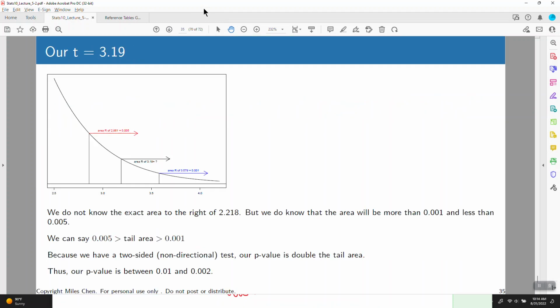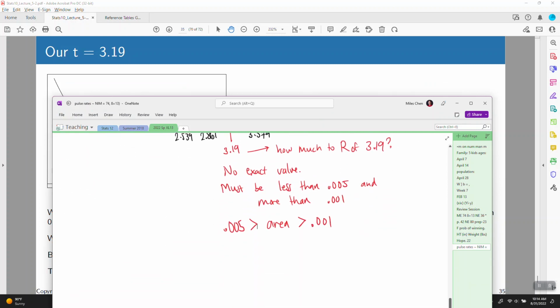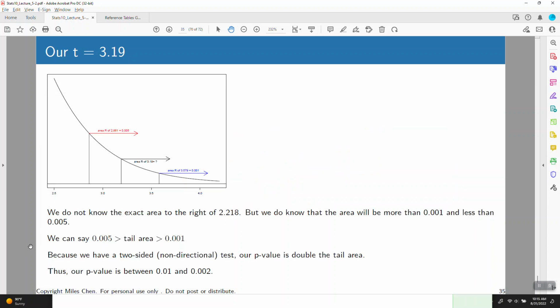Okay, so with that in mind, we say my tail area is between this. My p-value is 2 times my tail area, right? So if my area is between 0.005 and 0.001, then my p-value is going to be less than 0.01 but more than 0.002. And that's the conclusion I get here.